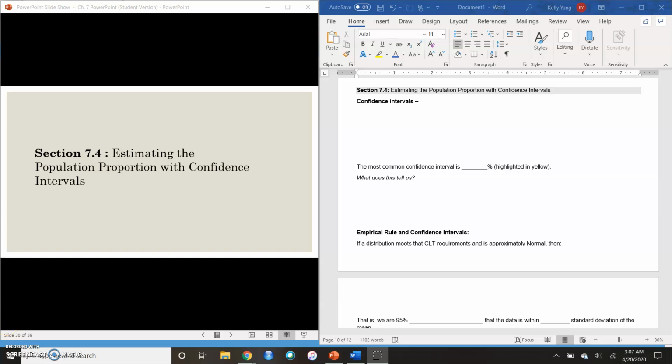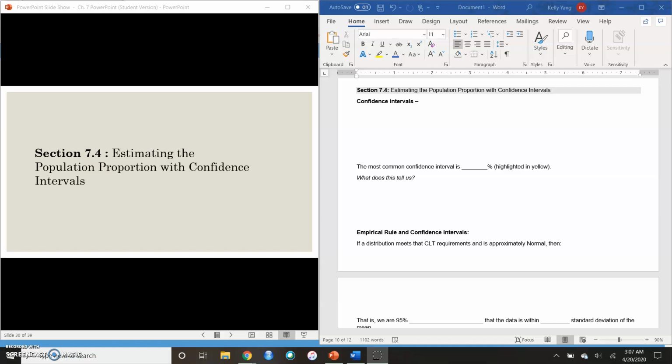So in the last video, I talked about being able to use the central limit theorem to find probabilities. Section 4 is going to be talking about creating or estimating the population proportion with confidence intervals. Like we have seen throughout this chapter, the population proportion is not always given to us, and in the case where it's not given to us, we can't do anything about it because it's unknown. And so in this section, we're going to be using confidence intervals to estimate the population proportion.